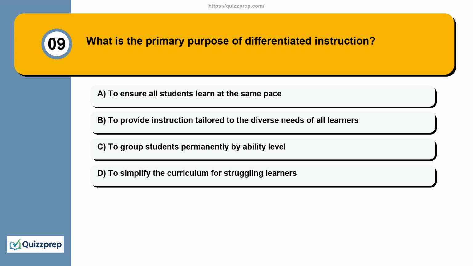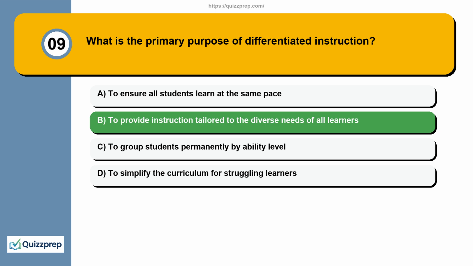Question 9. What is the primary purpose of differentiated instruction? Here are your options. Option A. To ensure all students learn at the same pace. Option B. To provide instruction tailored to the diverse needs of all learners. Option C. To group students permanently by ability level. Option D. To simplify the curriculum for struggling learners.